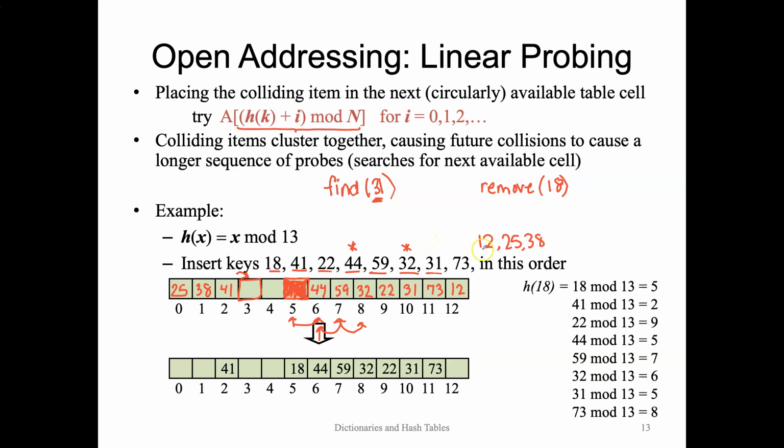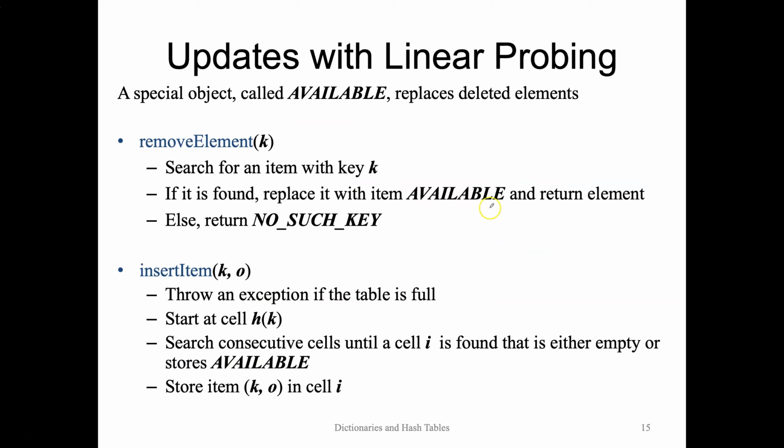So this is the idea behind removing with linear probing. When we go to remove an item, we search for it, given that key. If we find it, we remove it, but we replace it with a special item to indicate "available." This available marker just means that this cell is effectively empty. We can insert something new here if we want, but there used to be something here before.